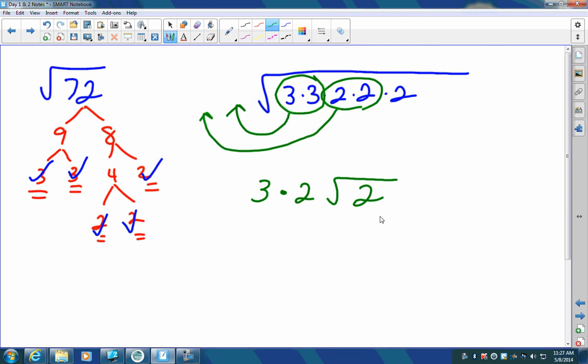Now, let me finish. Hold on a second. So now, multiply these 2 numbers that are out here, and I get 6 square root of 2. That's one way.